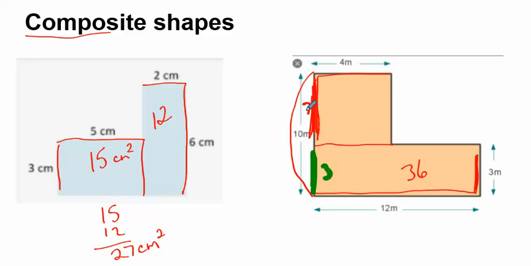Okay, so that means this rectangle is 7 by 4, so that's 28. Okay, so then 28 plus 36, that is 64 square meters.